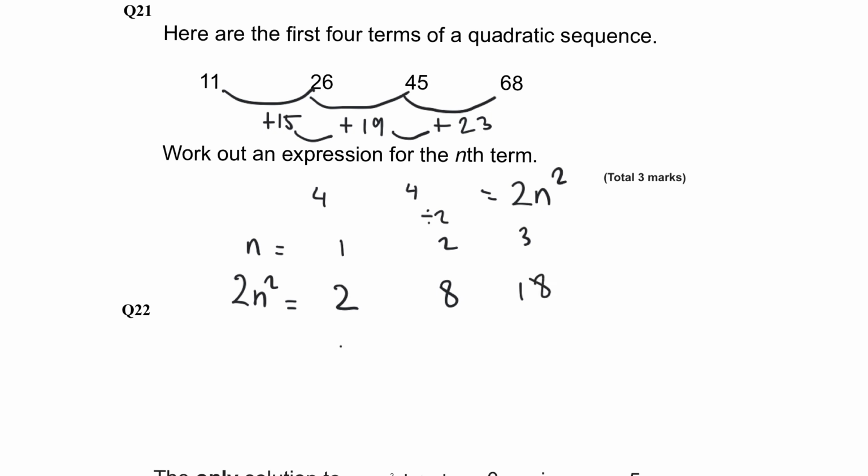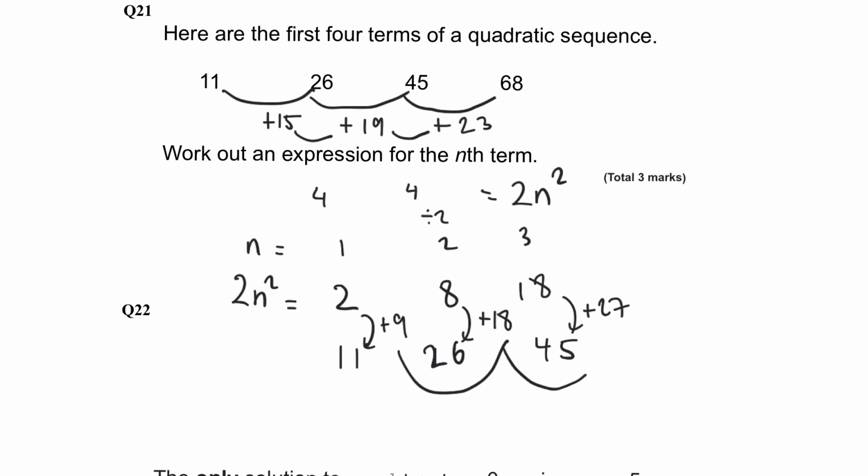So now, comparing it to the original sequence, so the first 3 terms of the original sequence. To get from 2 to 11, you add 9. To get from 8 to 26, you add 18. And to get from 18 to 45, we add 27. Now, if you look at those numbers, we can see that they constantly go up by plus 9.